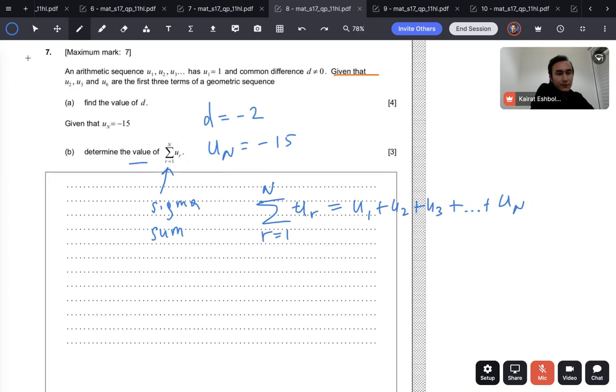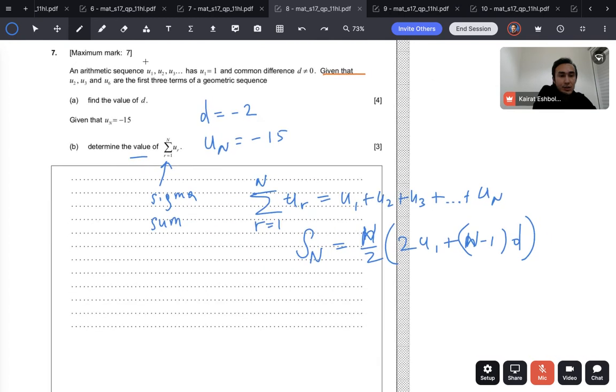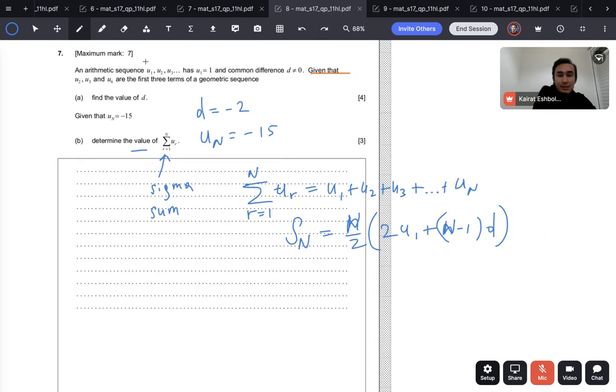So, but for this one, there's a formula which goes like this: S capital N, which means sum of the first n terms. In arithmetic sequence, it's n over 2, 2u1 plus n minus 1 times d. But do we know what this n is? By the way, this capital N should be just capital N, the same thing, right? But we're told that un is equal to minus 15. We don't know what this capital N is. Which term is it? Is it the 5th term? Is it the 6th term? Is it the 7th term?